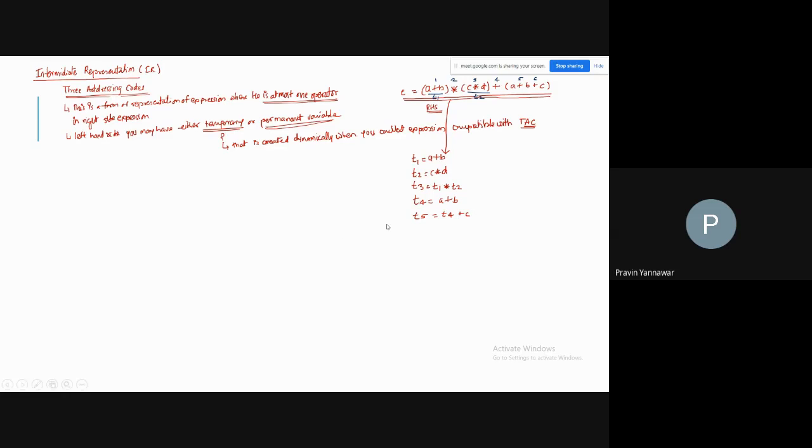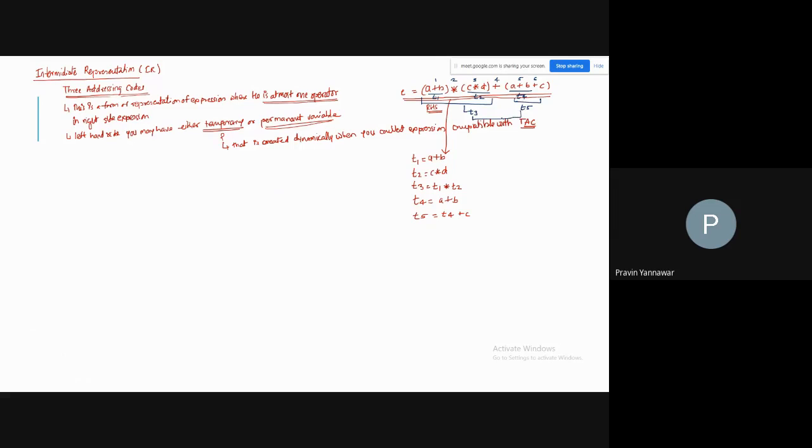Now if you look at here, you'll find that from this to this section, this is going to be my T3. This is going to be my T4. This is going to be my T5 now. So now what is left?